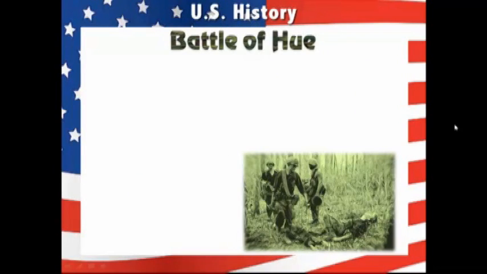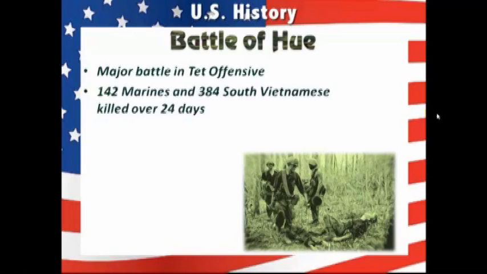One of the major battles of the Tet Offensive was the Battle of Hue, the old ancient imperial city in Vietnam. 142 Marines and 384 South Vietnamese were killed over 24 days. So a little over 500 lost their lives there. That was on our side, but the casualties on the other side were even greater. North Vietnamese losses were 8,000.